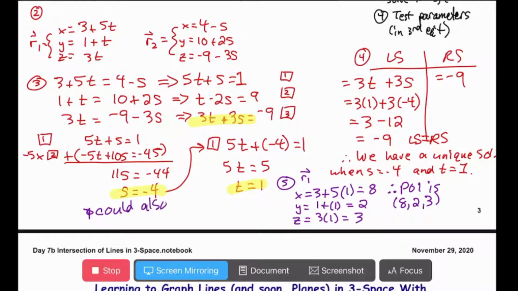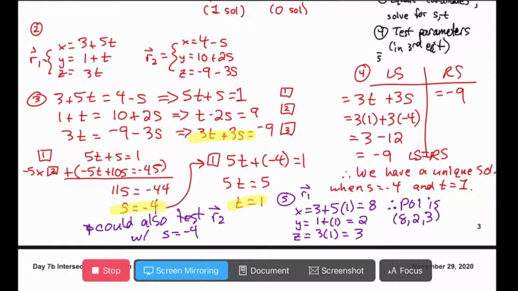And we could also, if we wanted to, test our R2 line with our s value, just to confirm we get the same point each time, but it's not strictly necessary, just an extra test. So I'm going to go back here and just add to our steps. So test the parameters, and then finally find POI by subbing our parameter into our parametric equations. Really running out of room here, sorry about that.